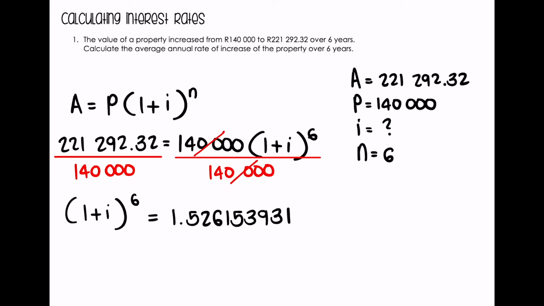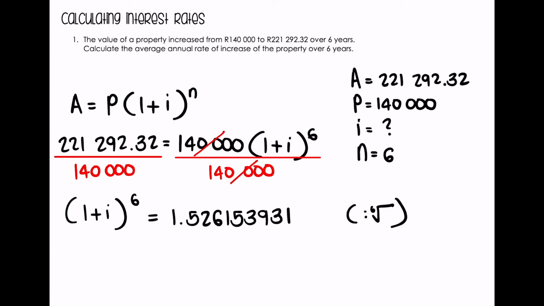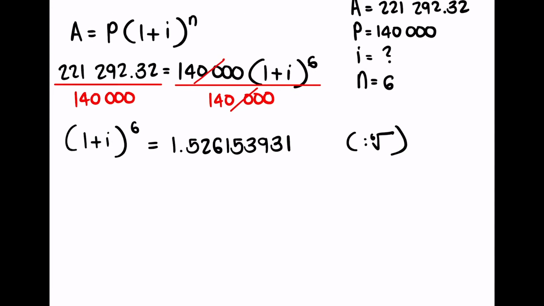Now I am going to sixth root everything because I want to get rid of the exponent of 6. Remember, if you're trying to get rid of an exponent of 2 because something's squared, you square root. If you're trying to get rid of a 3, you cube root. So if you're trying to get rid of an exponent of 6, you're going to sixth root. So we sixth root both sides, and we're left with 1 + i is equal to the sixth root of that, which you would just have left on your calculator, is 1.073.